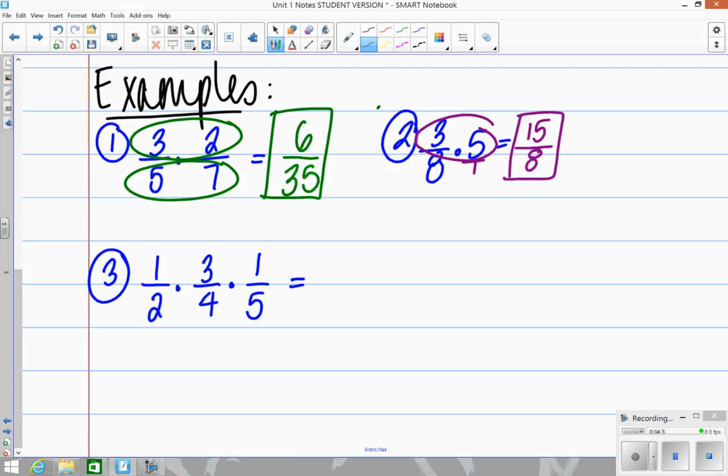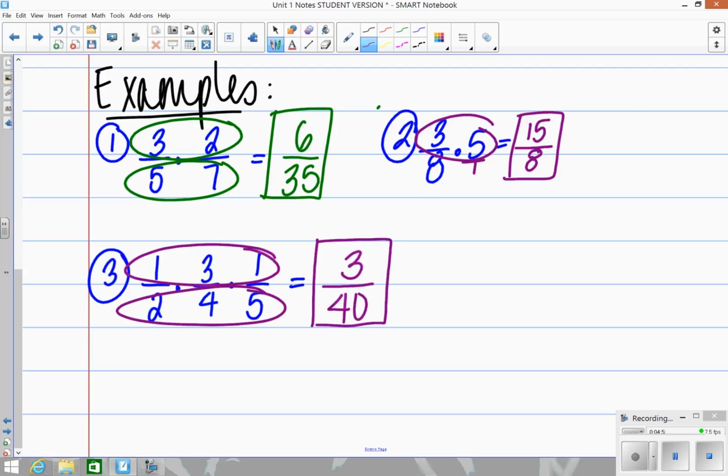So just like I mentioned before, multiply all the numerators. So 1 times 3 times 1. 1 times 3 is 3. 3 times 1 is still going to give me 3. And then across the bottom, we have 2 times 4 gives me 8. 8 times 5 is going to give me 40. So same process, it's just now you have a third number to deal with when you're multiplying the top and then multiplying the denominators.